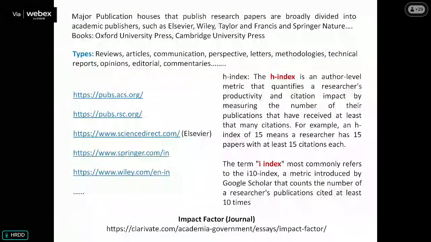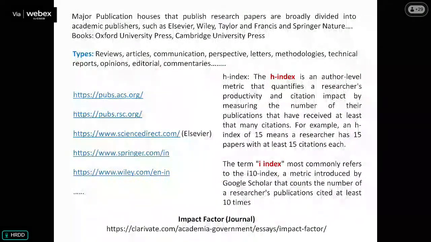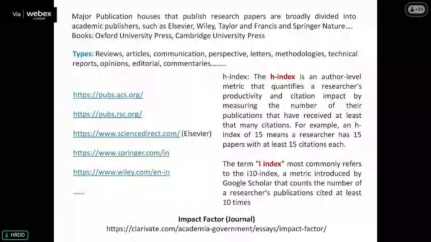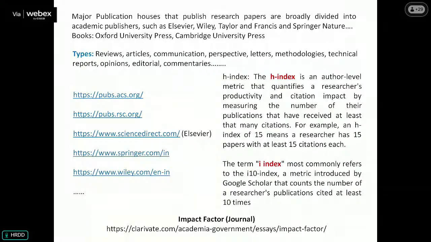For Springer Nature, it is springer.com/in. So in India, there you will get everything: physics, chemistry, biology, engineering. All Springer papers, all Elsevier papers are there in these two sources. ScienceDirect is for Elsevier journals, Springer for Springer journals, Wiley for Wiley journals. So these are general for everybody.